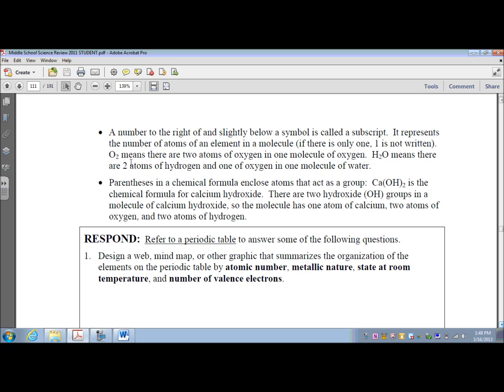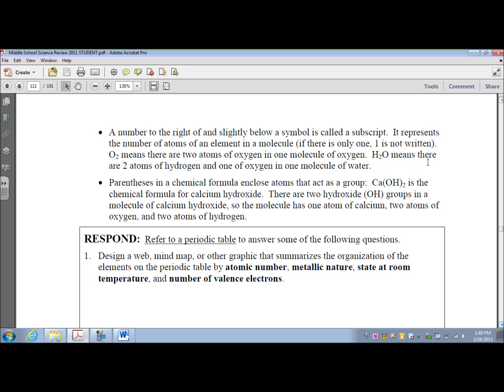O2 means there are 2 atoms of oxygen in one molecule. H2O means there are 2 atoms of hydrogen and 1 of oxygen in one molecule of water. Parentheses in a chemical formula enclose atoms that act as a group. So in this case, OH is acting as a group.